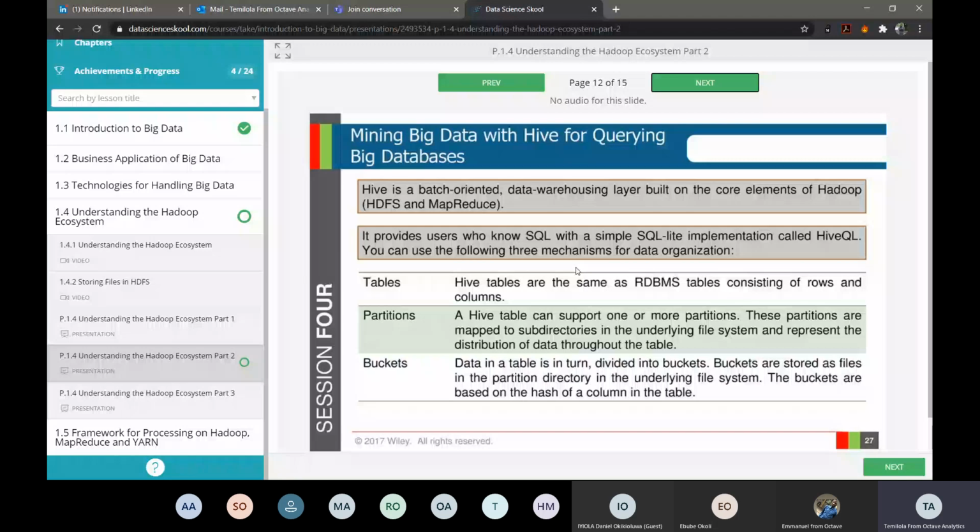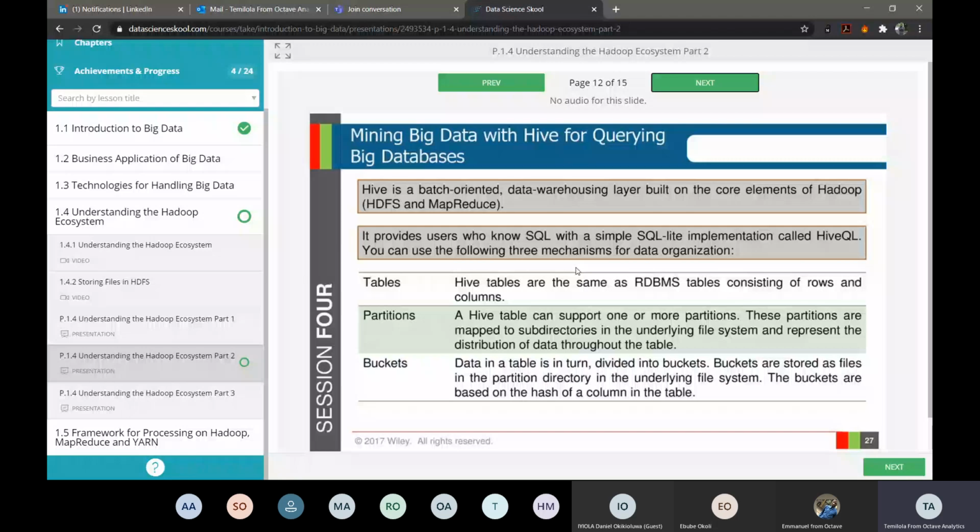So the three things you need to take note of here: your HBase tables are not the same as your RDBMS tables. But your Hive tables are the same as your RDBMS tables because they contain basically rows and columns. Then for Hive, you can partition your tables. And for Hive, you can also have different buckets of your data, meaning you can bucketize your data. You can separate your data into different segments.